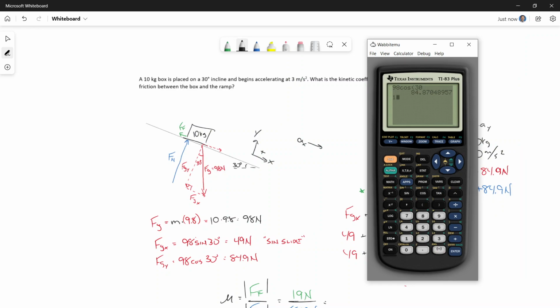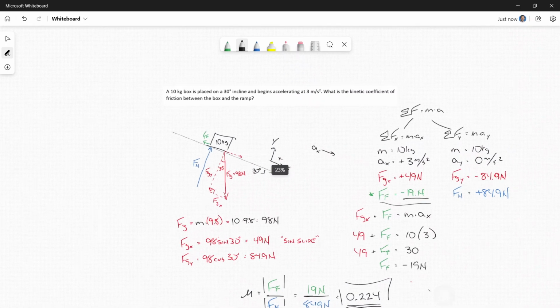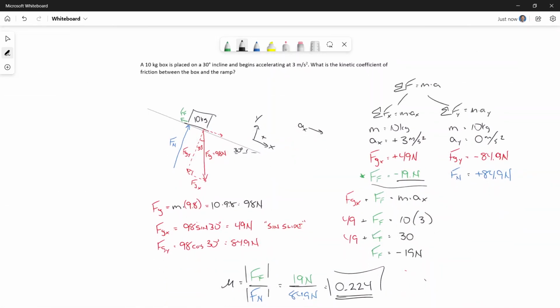I can pull out my calculator and do that little bit of math. We get 19 divided by 84.9, which is up there. I'm going to do second answer, and I'm going to get 0.224. 0.224 as my coefficient of friction. Again, it's kinetic friction because we're sliding. And there's our answer. So, not a lot of friction here. It's got a pretty good acceleration down this ramp at this ramp angle.